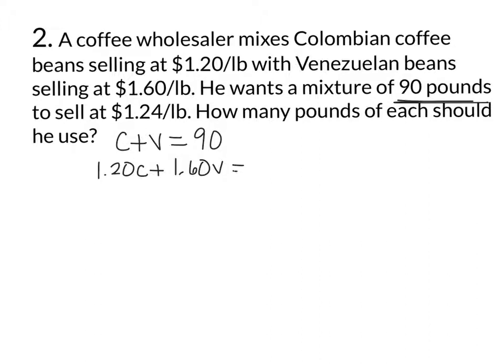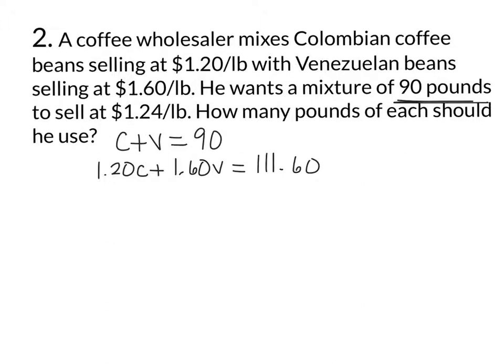But what does that give us? Because we don't have the total cost. What do you think you'd do here? We know we want a mixture of 90 pounds to sell at $1.24 a pound. Well, if we know we're going to have a total of 90 pounds at $1.24 a pound, we'd multiply them. And so we would get 90 times $1.24, which would give me $111.60.